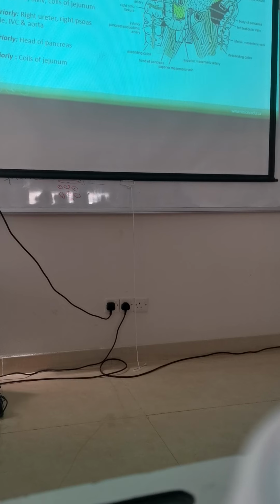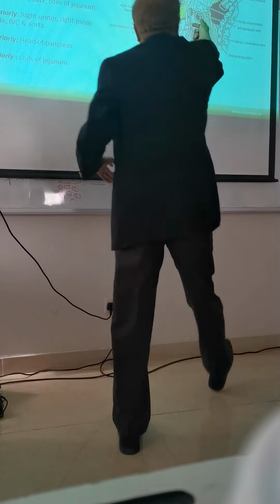So the third part is horizontal. This is the horizontal part, at the L3 level. At the L3 level, it crosses the midline, following the lower margin of the pancreas. Superiorly, it is related to the head of the pancreas, and anteriorly to the mesentery of the small intestine. The mesentery of the small intestine will be anterior, and there are vessels coming over here.